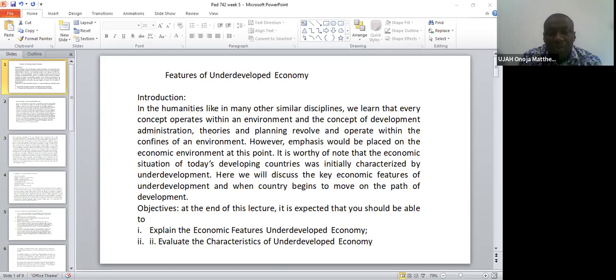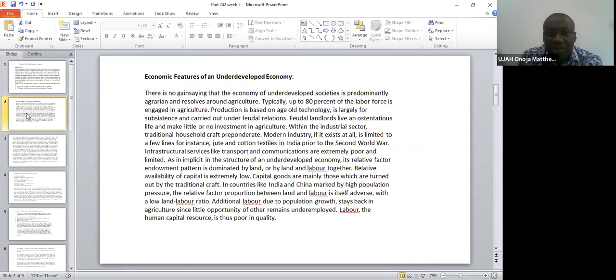So the whole idea now is premised on how to transform our society to a developed one. So, economic features of the underdeveloped economy as a subheading here, we say that there is no case saying that the economy of the underdeveloped society is dominantly agrarian and revolves around agriculture.